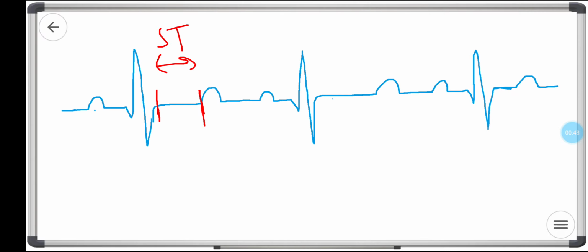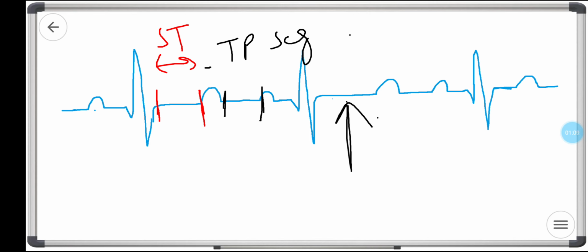Okay, so actually, you need to compare it with this. This is the T wave, from the end of the T to the start of the next P. This is called the TP segment. So you have to compare this one with the TP segment. Say, for example, if I have to look at this ST segment, whether it's elevated or not, I have to compare it with this TP segment over here.